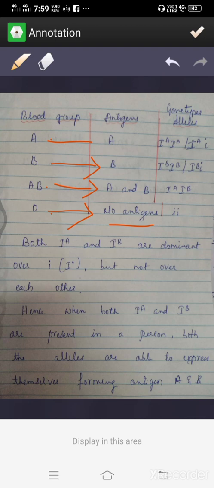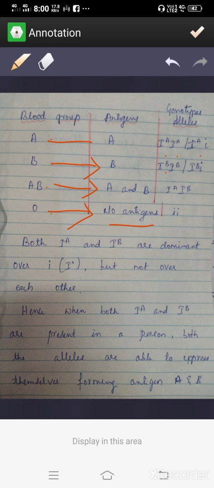So now in the last slide I dealt with the 6 types of genotypes of the blood group. IA, IB, and i are the alleles which represent the blood group. Blood group A is determined by either IAIA or IAi. So these are the alleles. Blood group B is determined by the genotypes IBIB or IBi.